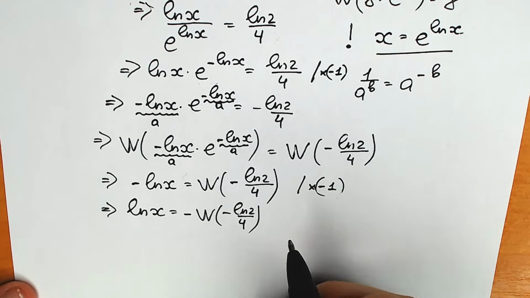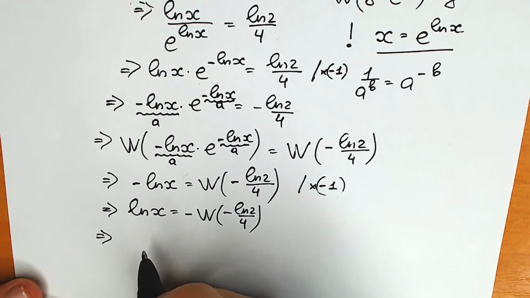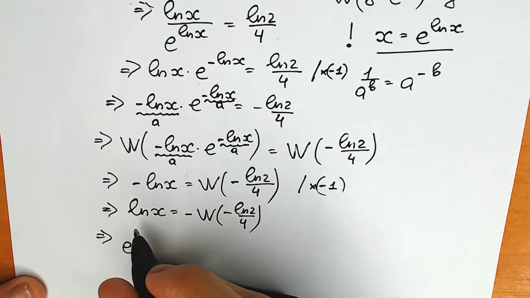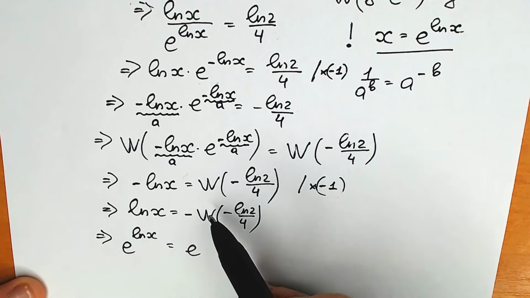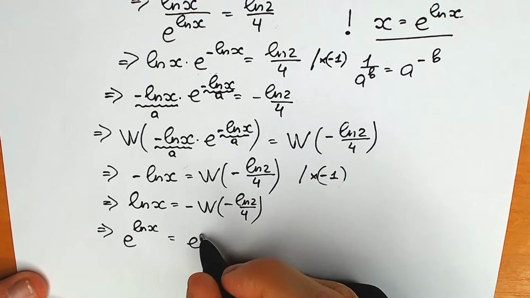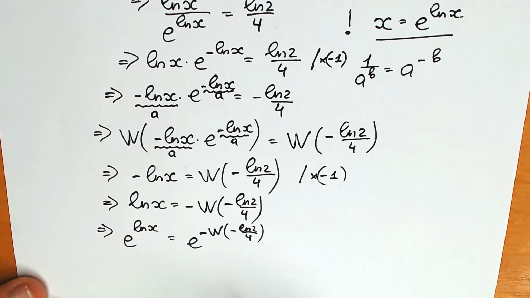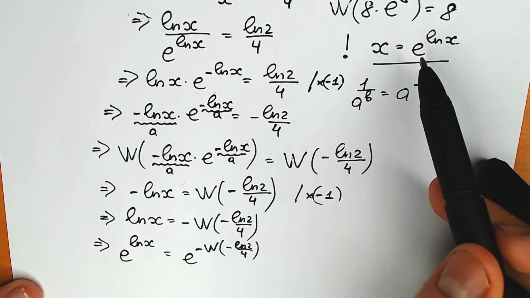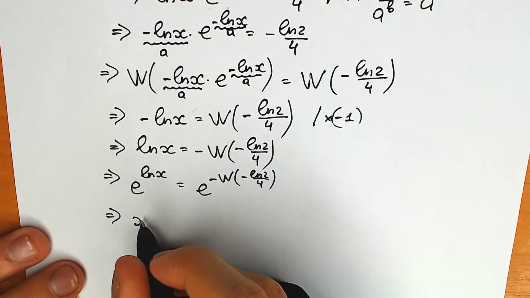And the final tricky move: we need to find our x on the left side. But how can we do this? First of all, we need to create base e on both sides. So base e on the left side with the same power, natural log x, and on the right side, base e of this expression, so we write this expression in the power, creating base e: minus Lambert W function of minus natural log 2 over 4. Really great. And right now, e to the power natural log x, you can easily see, is equal to x. So as a result, on the left side we have only our x.